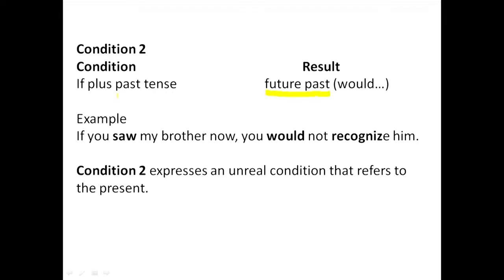Okay? The structure is, of course, very important to have in mind when talking about grammar in this aspect. I am repeating myself because I know it is very essential. So let's have an example that supports this view. If you saw my brother now, you would not recognize him. Here, saw is in past tense. Would and recognize are the components making the future past in this case. Here it has been negated, having not in between.